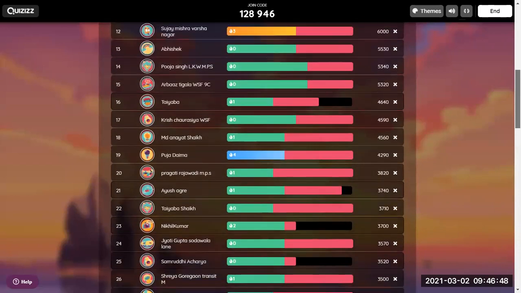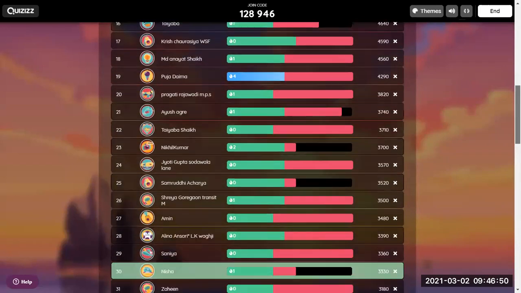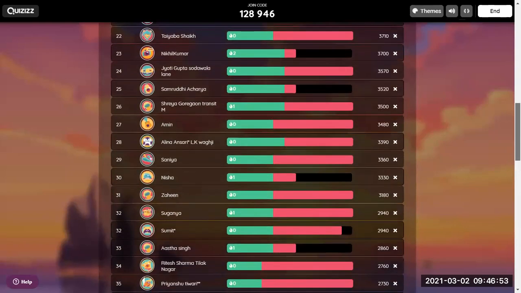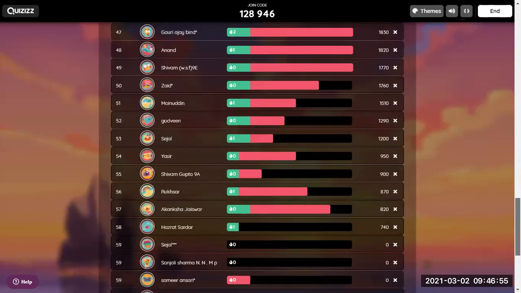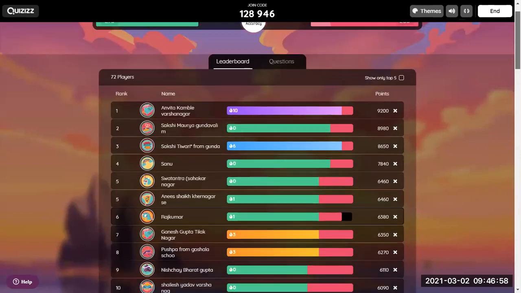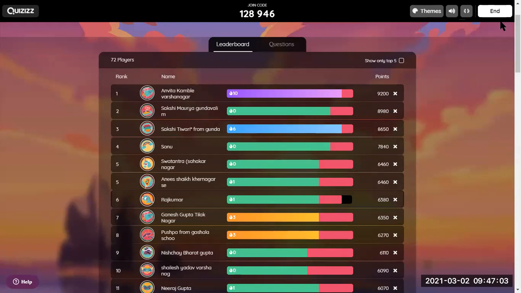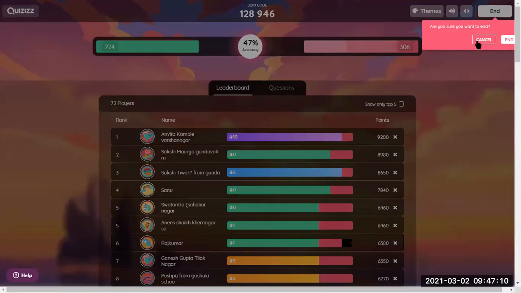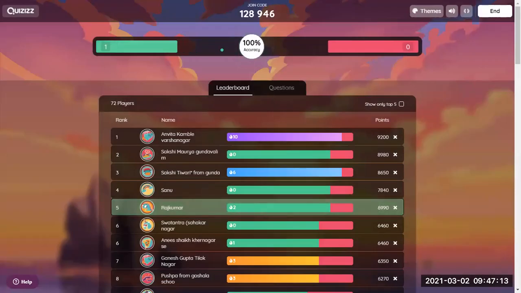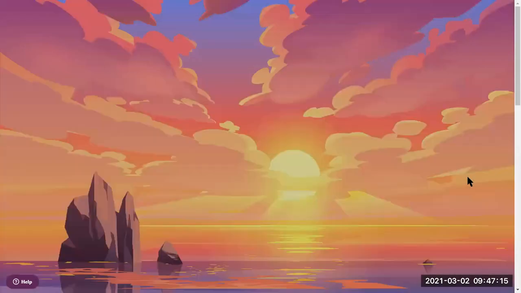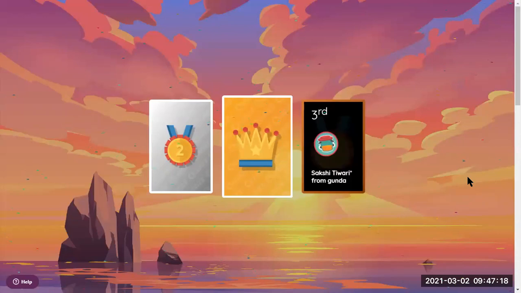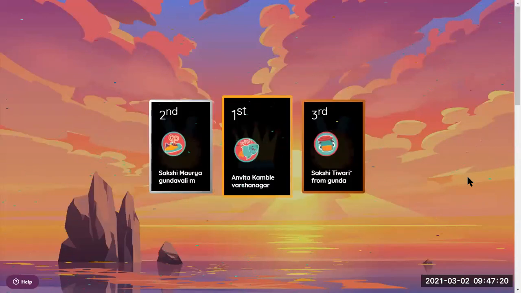Krish Chaurasia, well done, students. Jyoti, Samruddhi, Shreya, well done. Alina Ansari, well done. Okay, these are the students who have scored more than 50%. Okay, with that I'm going to end the quiz. Let's look at the top 10 scorers once again. And let's look at the score. Sakshi Tiwari, Sakshi Maurya second, and first is Anvita Kamble from Varshanagar.